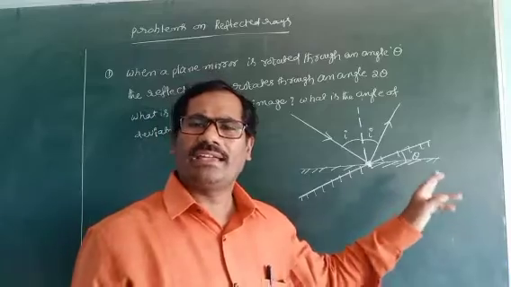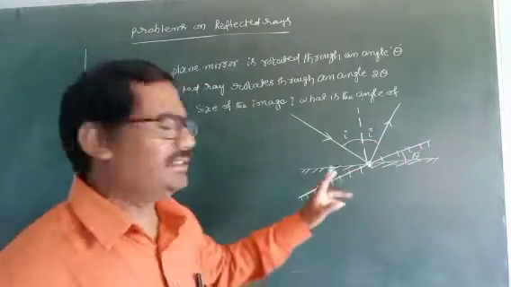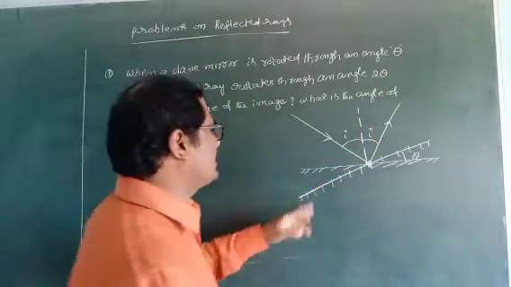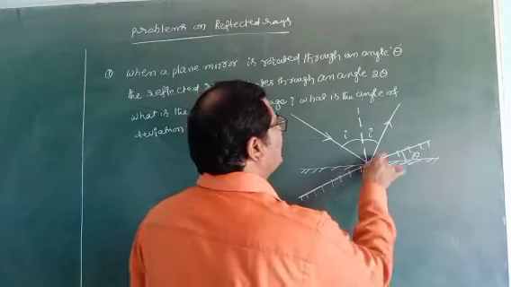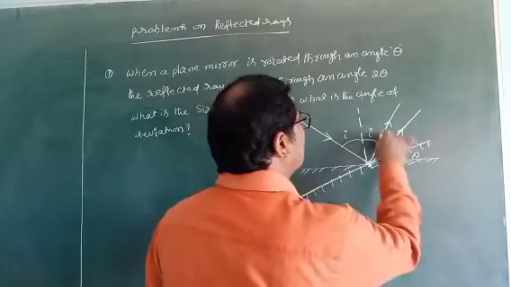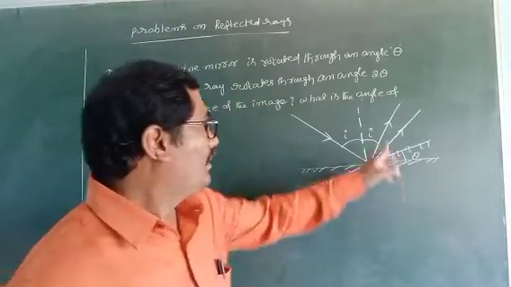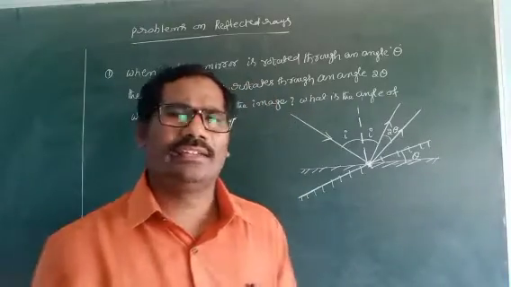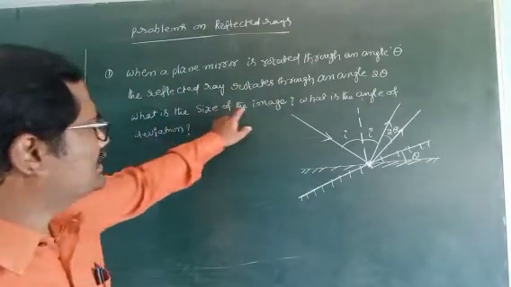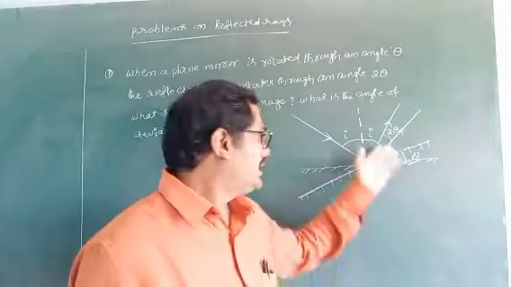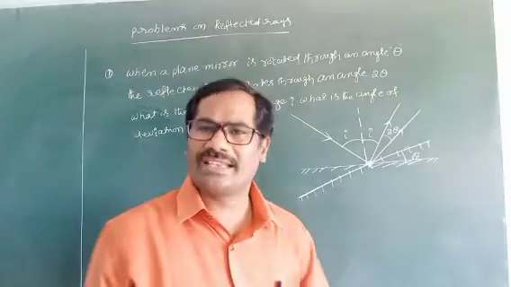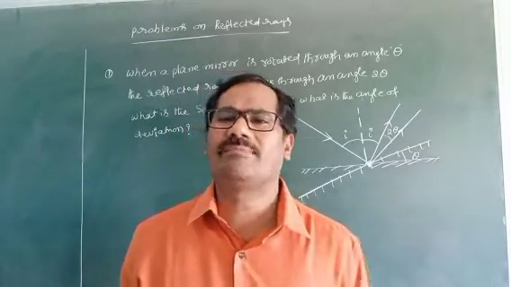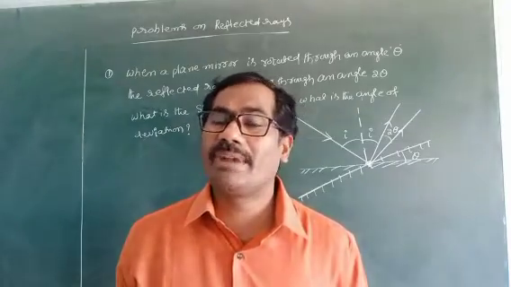That means the angle of incidence is equal to the angle of reflection, that means i is equal to r. If the mirror rotates through an angle theta, the reflected ray rotates through theta. Here, what is the size of the image? It does not depend on rotation; the size of the image remains the same.